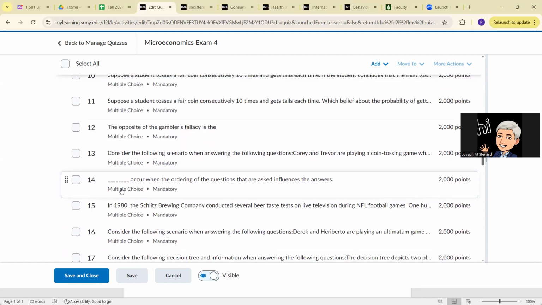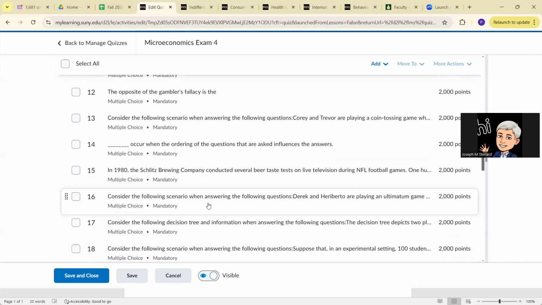Now, question 14 has to do with the priming effect and the framing effect. And 15, in 1980, the Schlitz Brewing Company conducted several beer taste tests. Oh, you're going to love that question. Consider the following scenario when answering the following questions. Derek and Roberto are playing an ultimatum game.